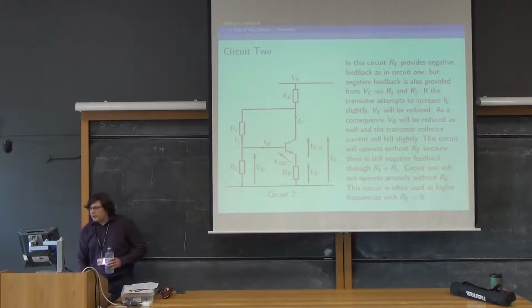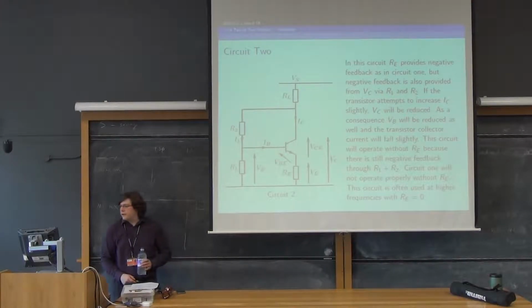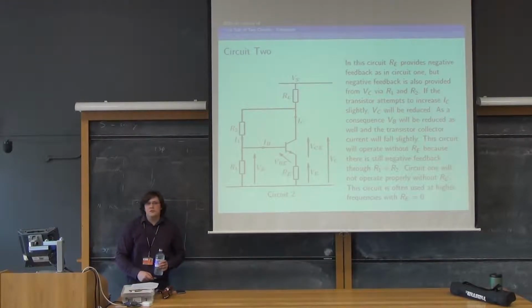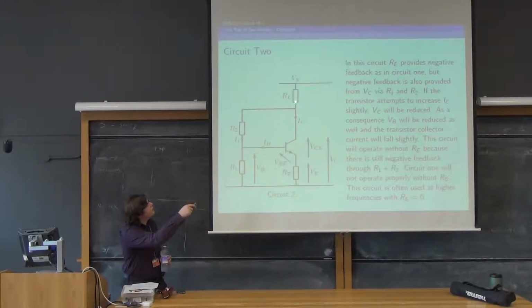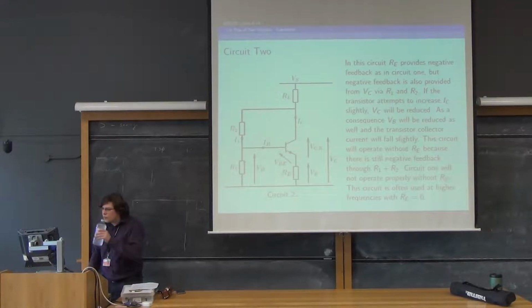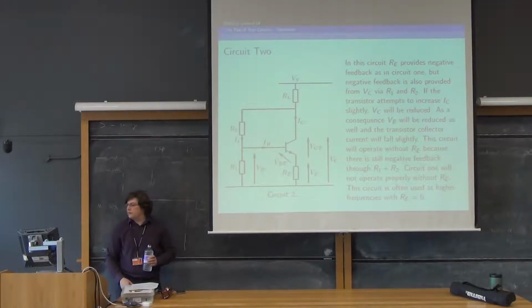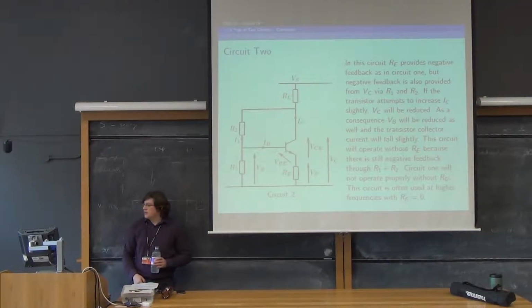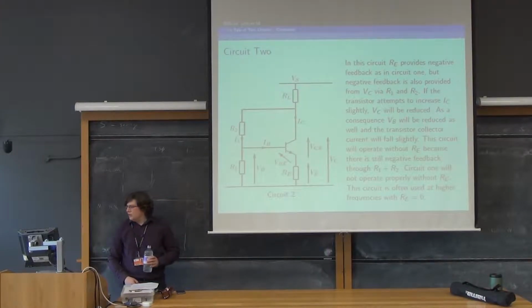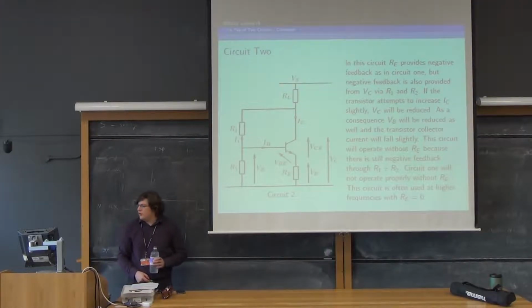So if the transistor attempts to increase its collector current, VC will be slightly reduced, and that's because the current flowing through RL will cause the voltage across RL to get somewhat bigger, and VC plus VRL is equal to VS, so if this one's getting a bit bigger, this one will have to get a bit smaller. So VC is reduced, and as a consequence VB will be reduced as well, because the collector current will fall slightly. And this circuit will operate without RE, because there is still negative feedback through R2.